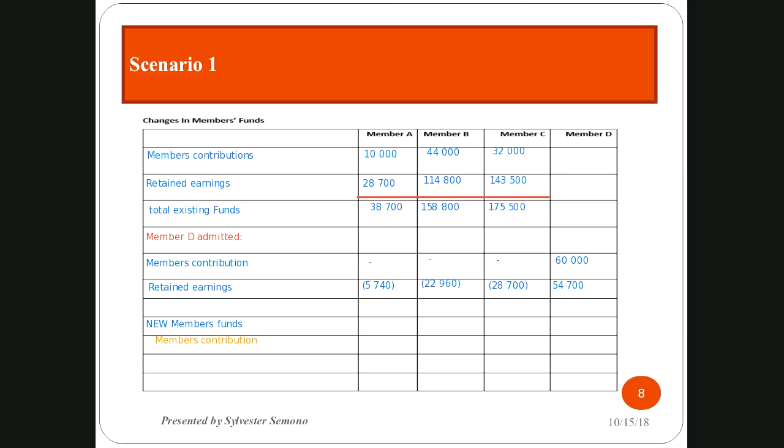the members contribution. We know that for A, at the beginning, we had 10,000. I think we all agree. We had 10,000 for A. There was no movement, so the total at the end will remain 10,000. The same applies to B. There was no movement of members' contribution. We still have 44,000. The same applies to C. There was no movement. We still have 32,000. But for D, there was a movement of 60,000. So we end up with 60,000. Any question about that, guys?